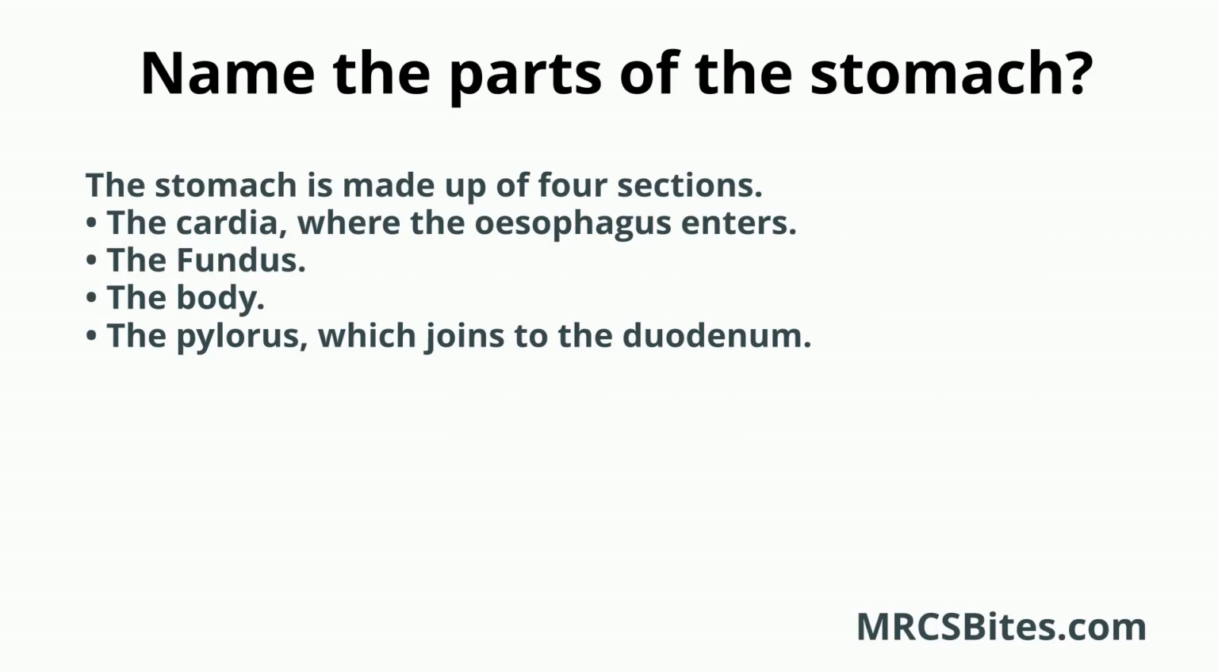Name the parts of the stomach. The stomach is made up of 4 sections. The cardia, where the esophagus enters. The fundus. The body. The pylorus, which joins to the duodenum.